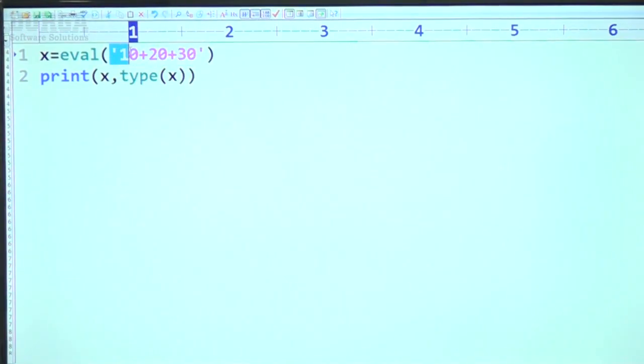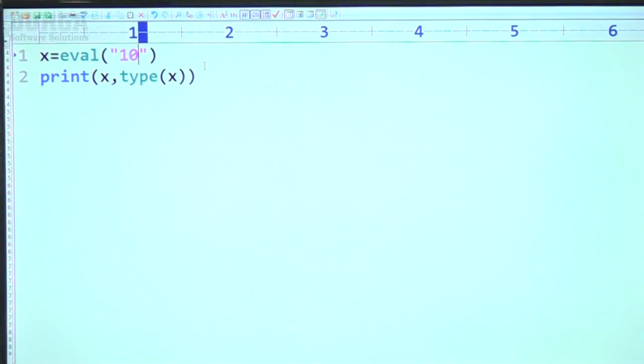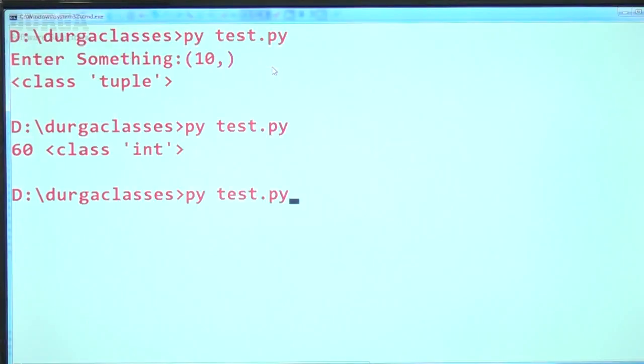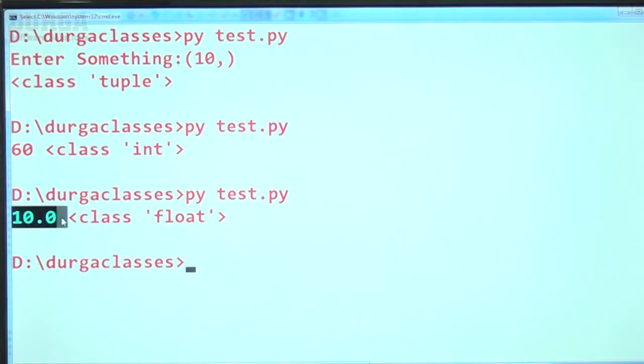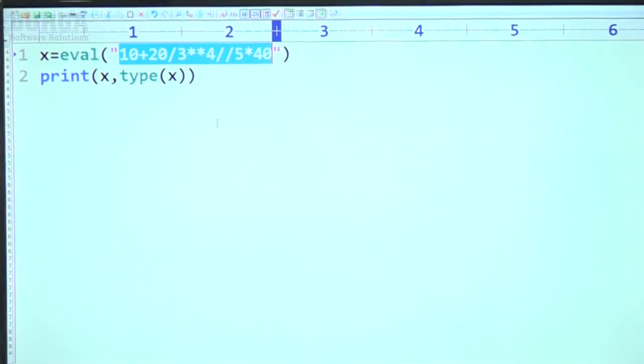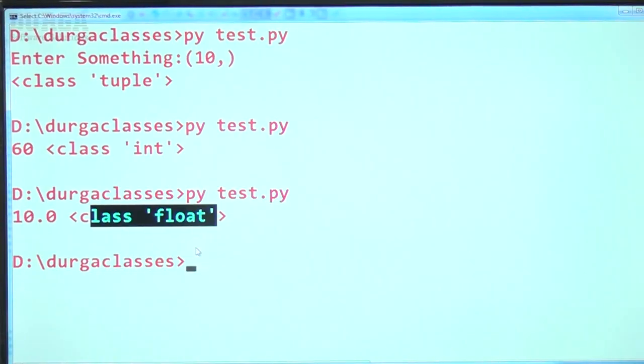Sir, not only this. Suppose I have some mathematical expression, like 10 plus 20 by 3 by 3, power 4, and after that floor division 5, next into 40, something like that. What is the result? It is going to evaluate the total mathematical expression and provide the result, sir. The result is 10.0. What type? Float type. If you want, you can evaluate it. The result is always 10.0 only, float type.